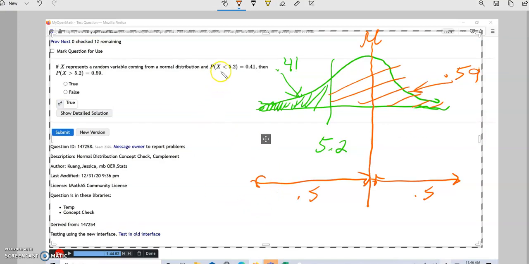If the probability of some x less than 5.2 is 0.41, that means greater than is 0.59, because again we have to get to 1. Now just notice, this is a minor little detail that'll come in handy in the future. How did I know to put 0.41 over here instead of maybe over here? Well, because the mean goes in the middle.